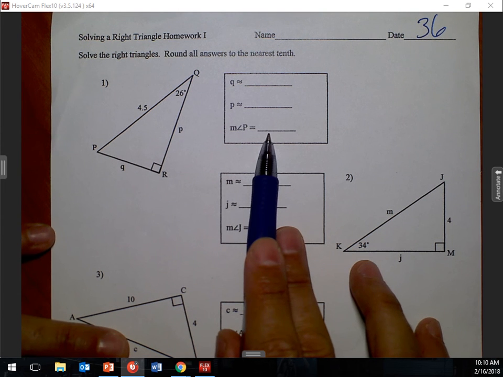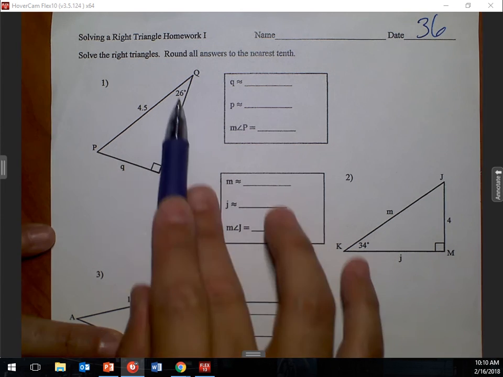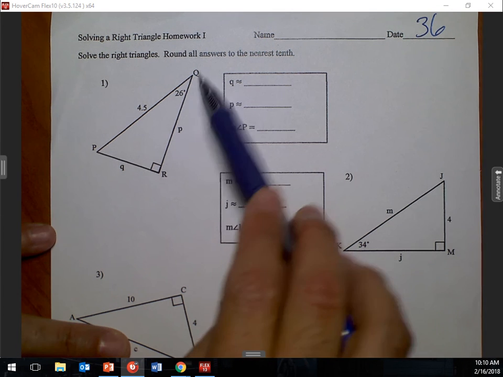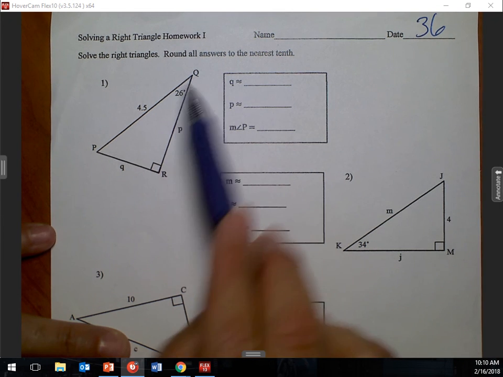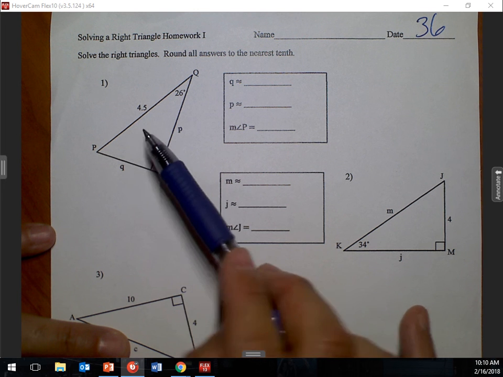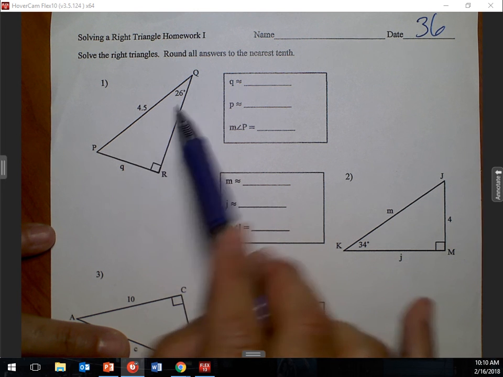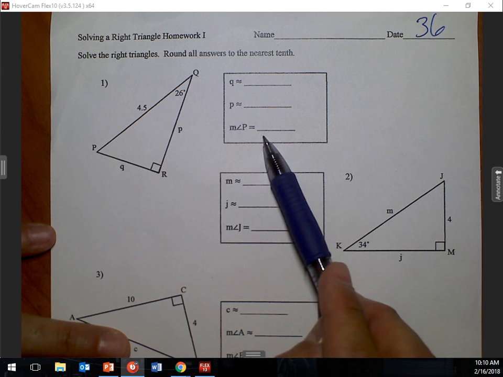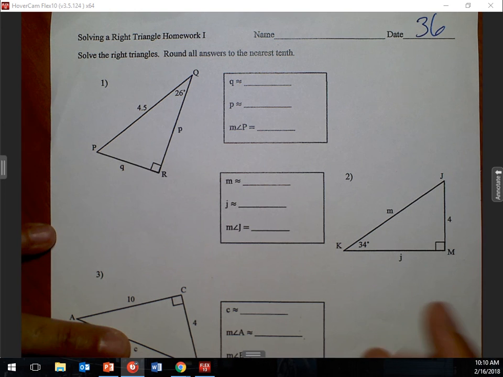Easiest thing would be angle P. All three angles in a triangle have to add up to what? 180. I know that angle Q and angle P together have to add up to 90. Just these two are 90 because these are complementary. So angle P would be just finding the complement of that.